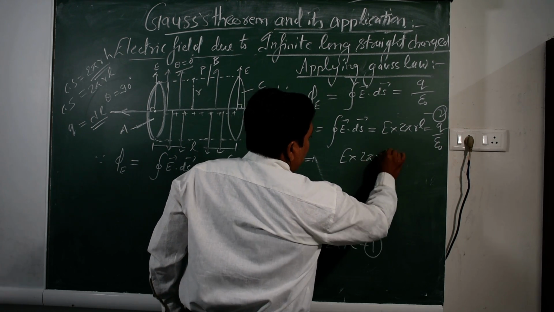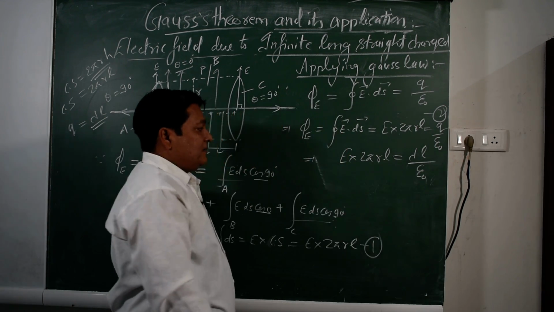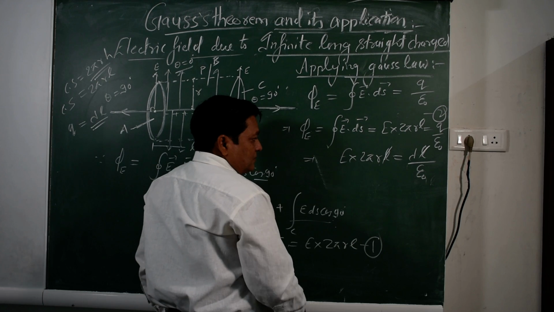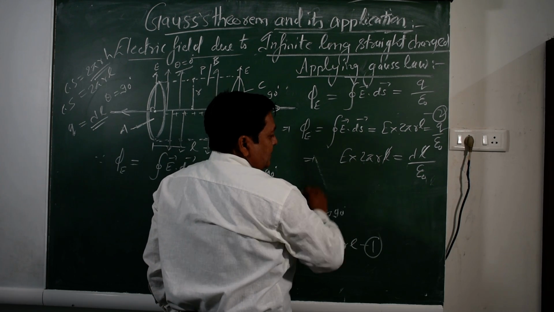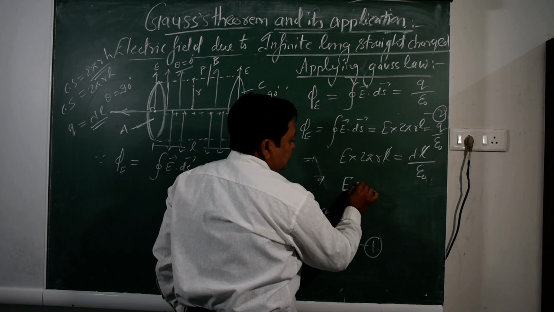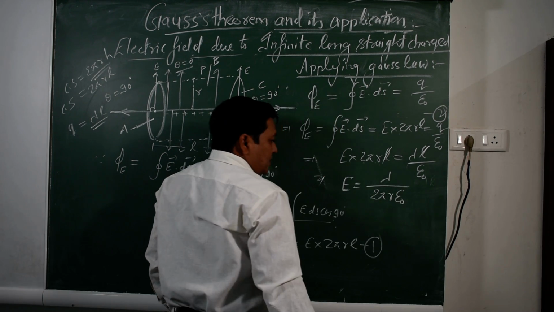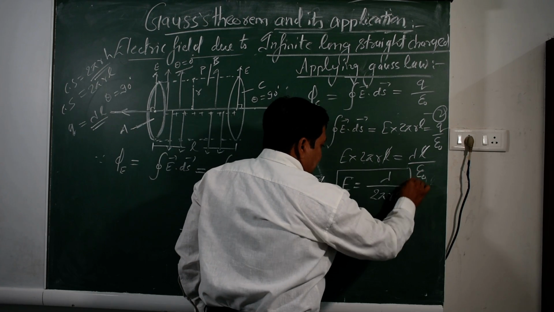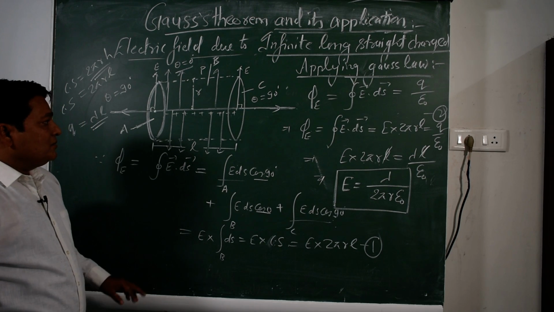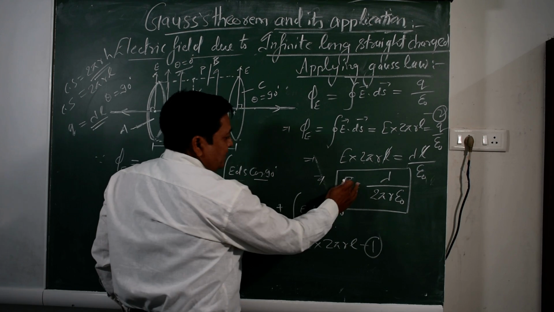E into 2 pi r L is equal to lambda L upon epsilon naught. Now here L is cancelled by L. What is left? 2 pi r. We can get the value of E is equal to lambda upon 2 pi r epsilon naught, and this is the required expression for the electric field at point P due to a linear charge distribution.